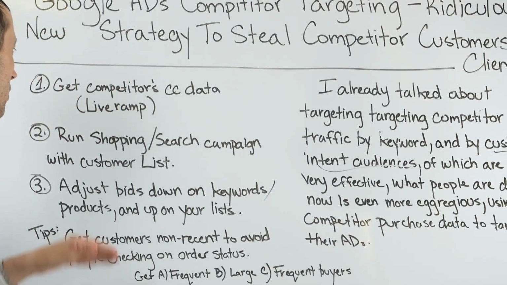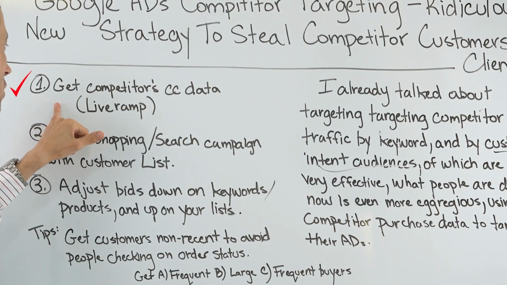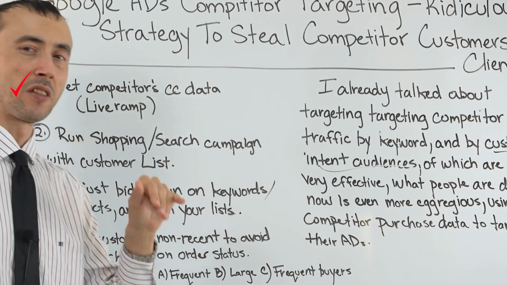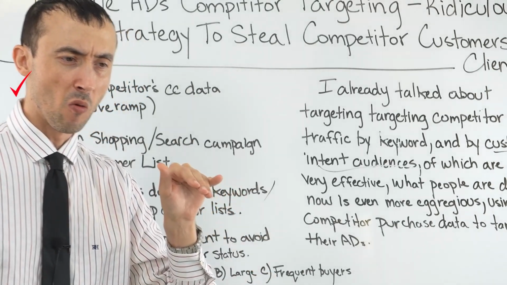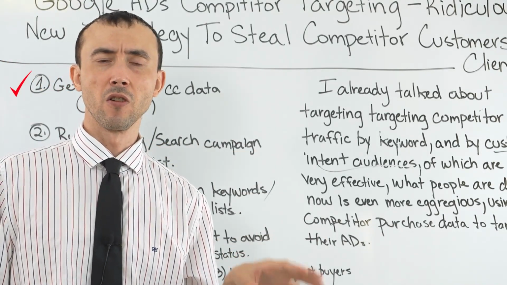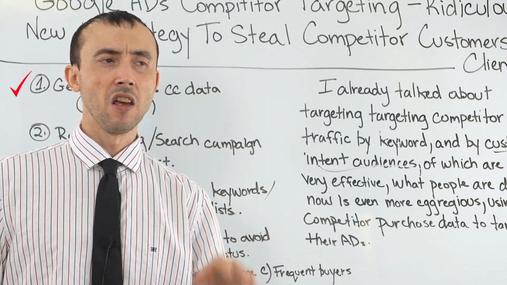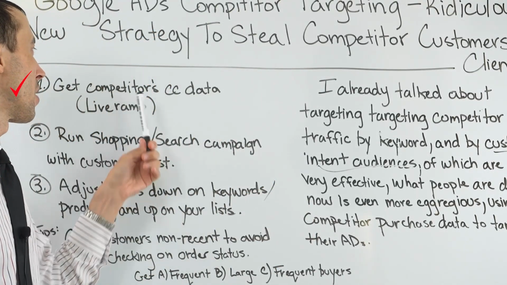What you do is you have to start out with your competitor's credit card data, which you're probably saying, well, what the hell? How do you get credit card data from the competitor, with your competitor's customer list on it? And that is, you can go through a company called LiveRamp.